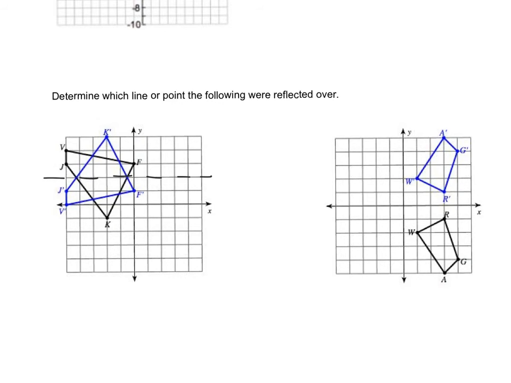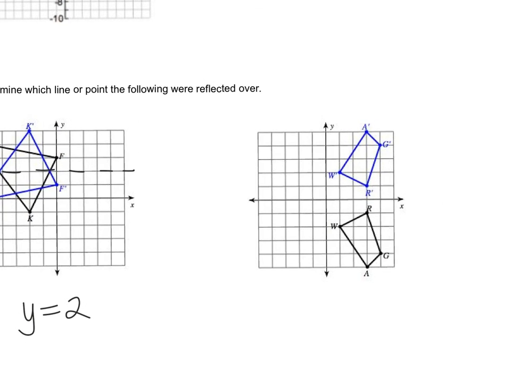So if I look, each of my points is the same distance from the line y equals 2. F to F prime is 1 away, K to K prime, V to V prime, J to J prime. So in this case, we've been reflected over the line y equals 2. Sometimes we can reflect across vertical or horizontal lines, which are still similar to the x-axis and the y-axis, because those are vertical and horizontal lines.